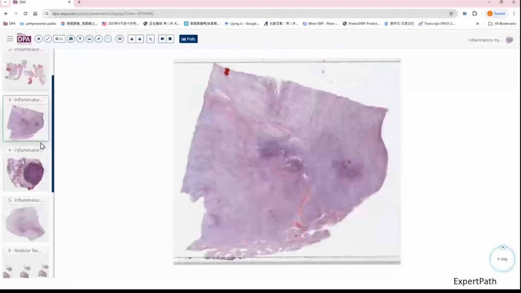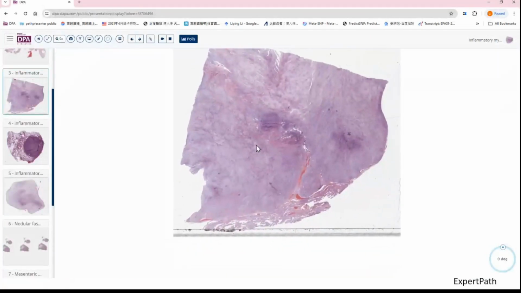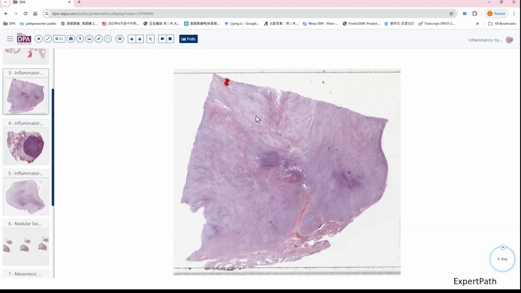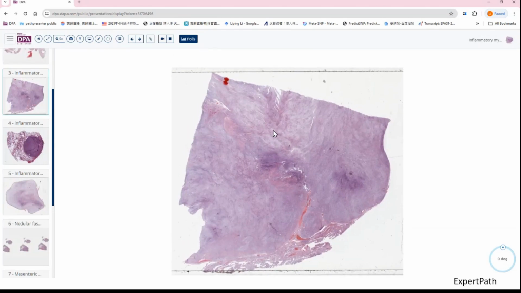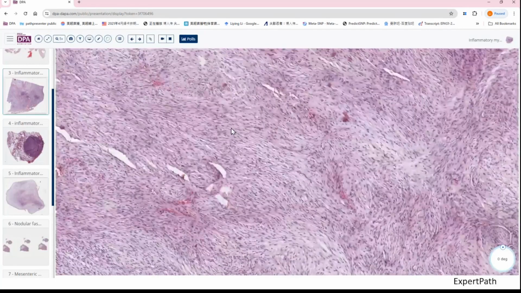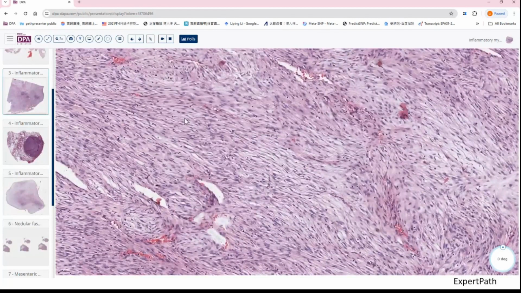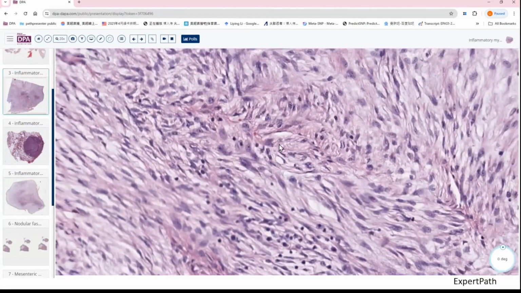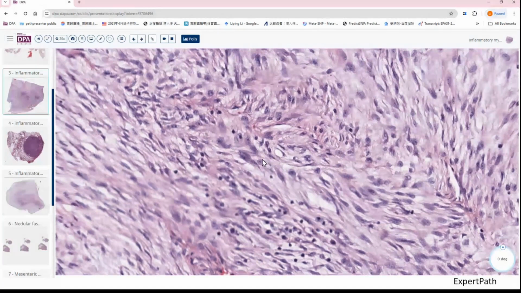Let's see another case. Low power looks quite similar. We have some hypocellular areas and hypercellular areas. Usually in the hypercellular area we will see more inflammatory cells, and in the hypocellular area we will see myxoid, edematous stroma. This case also forms fascicular growth, sweeping fascicles, and also vaguely storiform. And the cytologic features are characteristic for myofibroblasts.